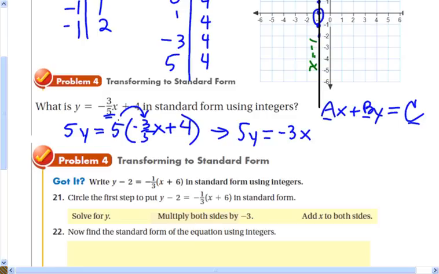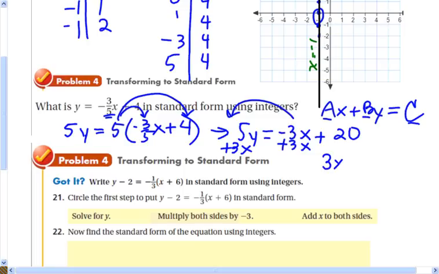And then I have to distribute the 5 and 4, and that's equal to 20. And now all I need to be in standard form is I need this 3x to be over there with the y, and I'm going to get that by adding 3x to both sides. And then I get this 3x plus 5y is equal to 20. All right? Go ahead, you try it with this.